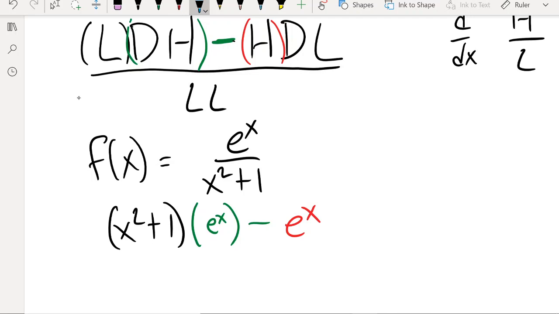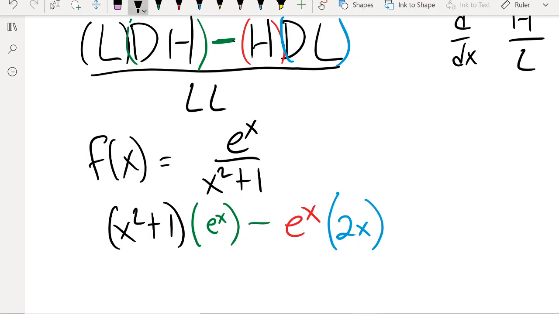d low. The derivative of the low, the derivative of x squared, is 2x, and then plus 0, because all constants go to 0. The derivative of 1 is 0. So that goes like that.